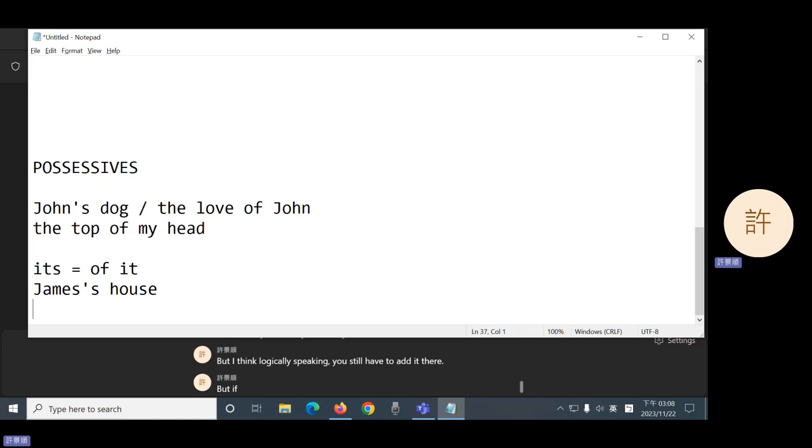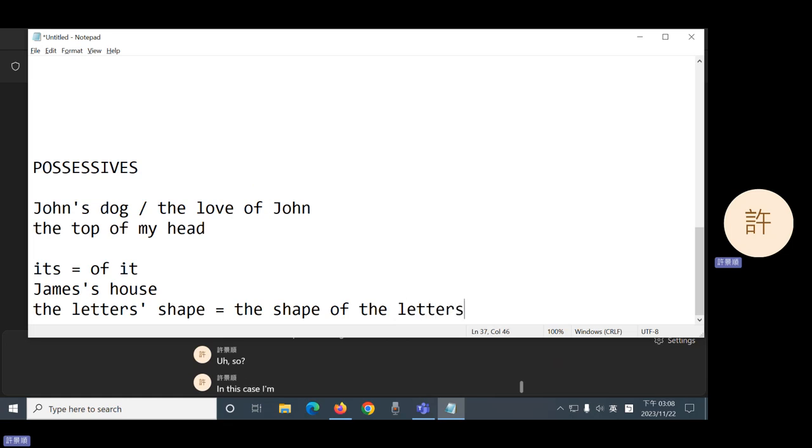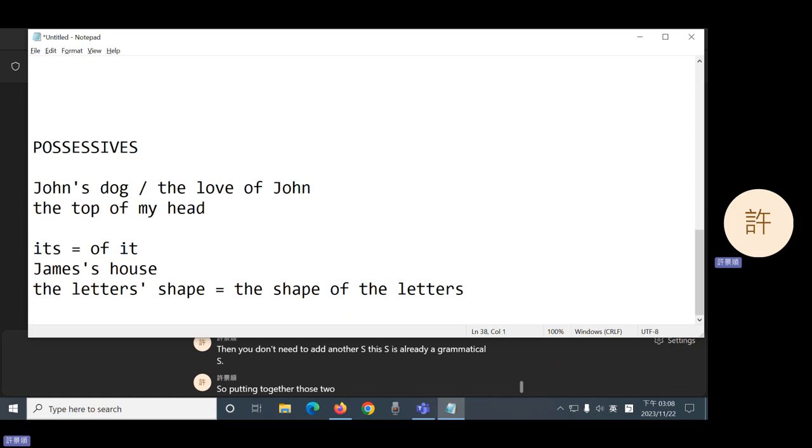But if the noun is a plural ending in S, so in this case, I'm talking about more than one letter, then you don't need to add another S. This S is already a grammatical S. So putting together those two rules, do you need to add an S here? If you think yes, raise your hand. If you think no, raise your hand.